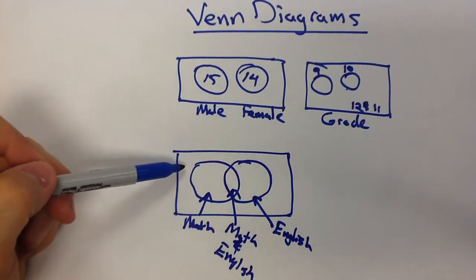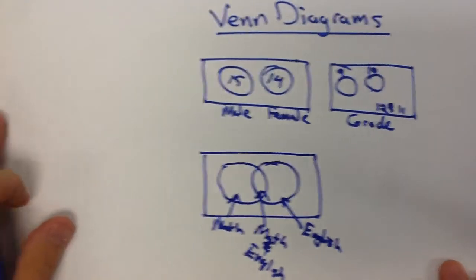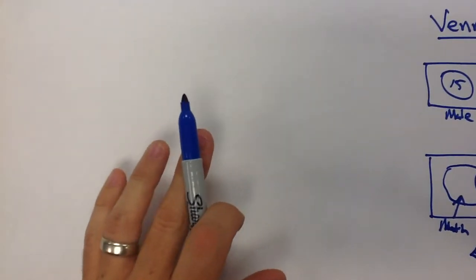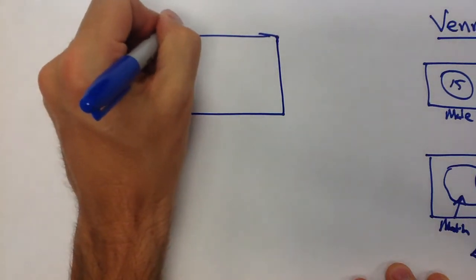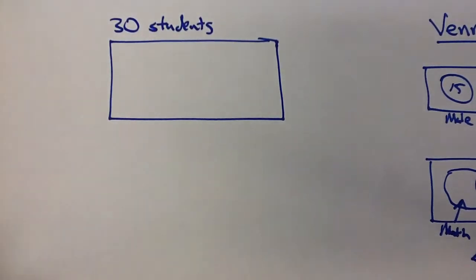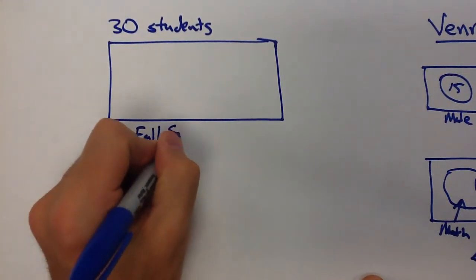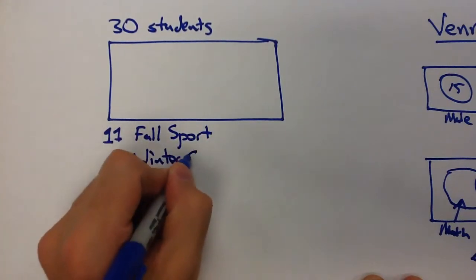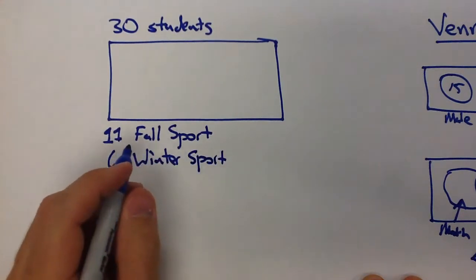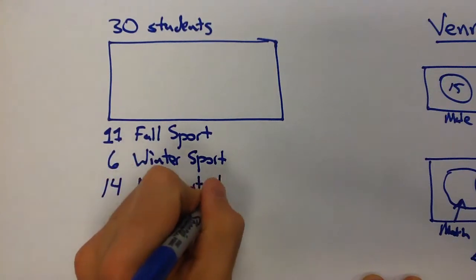Now, that doesn't mean we can't have a value on the outside. The value on the outside is a student that did not have an A in either math or English. Now, we start to fill in values, and the Venn diagrams start to be a little easier to put together. So let's think about this. We'd say I'm looking at 30 students in my class. And I took a poll of them, and I know that 11 of them are going to play a fall sport. I know that 6 play a winter sport. And I know 14 of them play no sport at all.